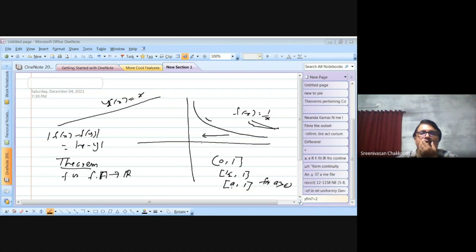For the same reason, you can say that the same function is uniformly continuous in the semi-closed interval a, 1 also for any a greater than 0, because since a is greater than 0, this interval is contained in a by 2, 1, and this is compact, and so this function is uniformly continuous in this interval. So it must be uniformly continuous in the semi-closed interval a, 1 also.